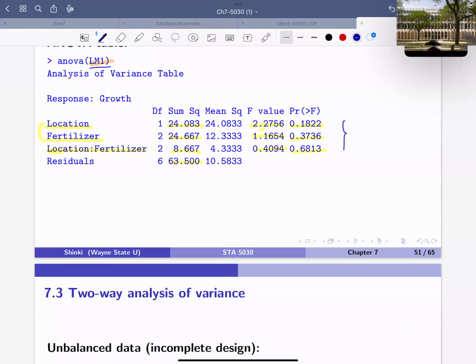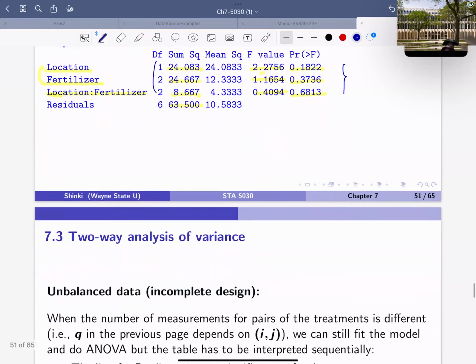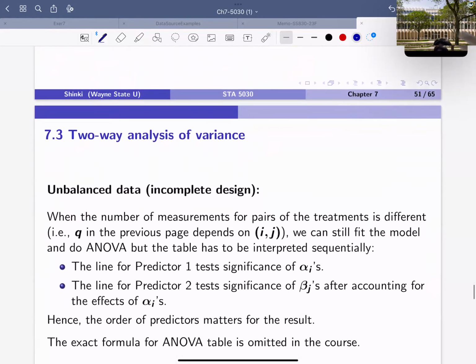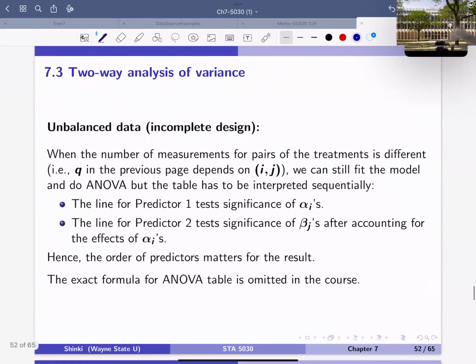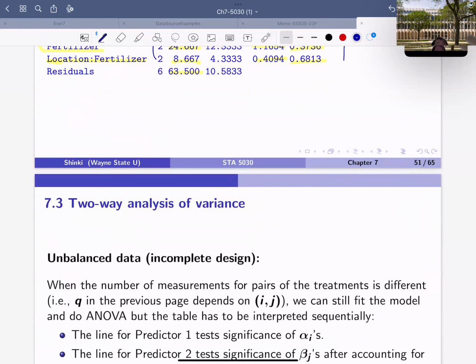One reason is we only have 12 observations. And another reason is that we put maybe too many factors, too many explanatory variables for a small data set. So that may be another reason. So that's it for two-way ANOVA with interaction. So again, if you want to consider interaction, we need multiple measurements for the same pair of IJ.